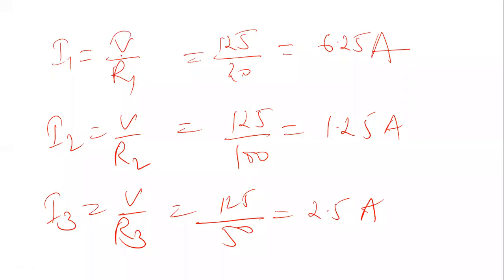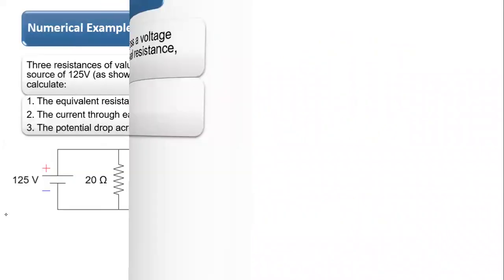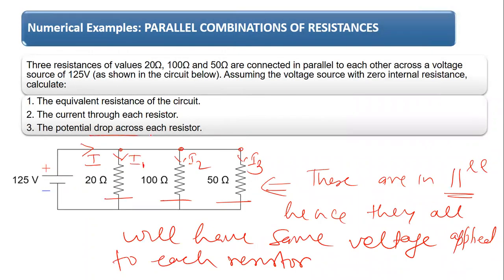So you can see that the voltage is the same. This is the concept of parallel circuits, right? Now the third part is asking about the potential drop across each resistance. As we have already mentioned, because all these are in parallel to one another, the voltage will be the same, 125 volt. Here I1 is 6.25 ampere, I2 is 1.25 ampere, I3 is 2.5 ampere, and the equivalent resistance is 12.5 ohm. So these are the answers.